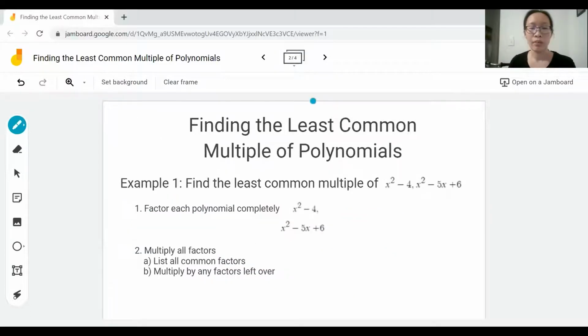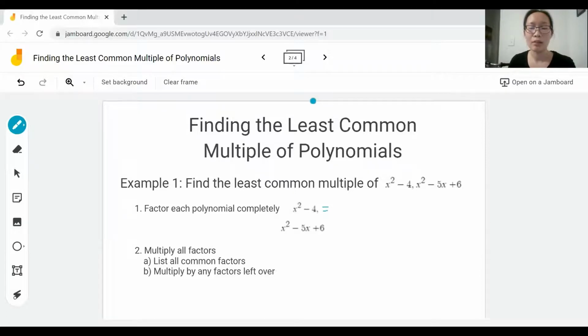In our first example, we're asked to find the least common multiple of x squared minus 4 and x squared minus 5x plus 6. In order to do that, we're going to do the same two steps. We factor each polynomial completely, and we multiply all the factors, starting with the common ones and then any left over. What we mean by factoring completely is that you can't factor anymore.